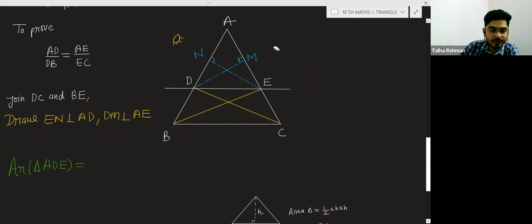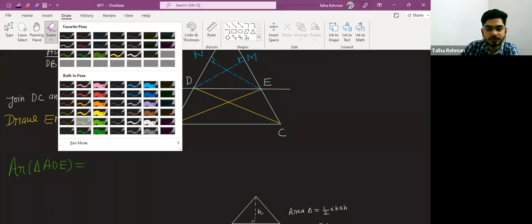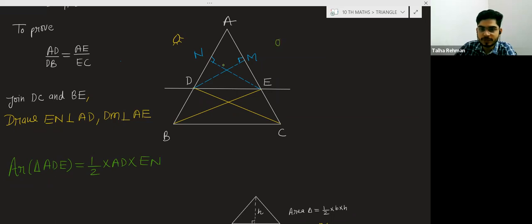Now, area of triangle ADE will be half into base into height. Half, base is AD, height is EN. Okay. Now, suppose you are watching the triangle from this side.